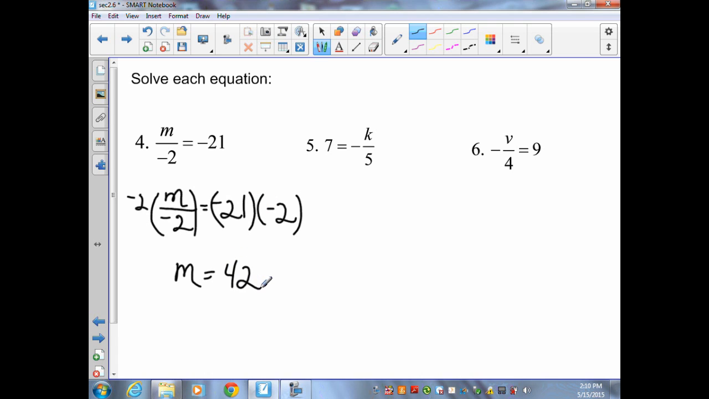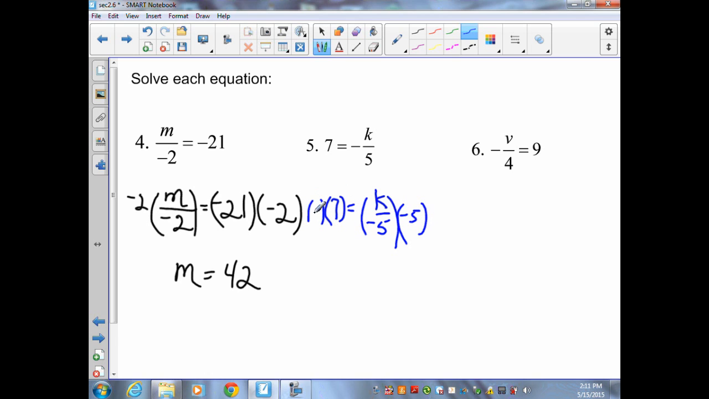Number 5. 7 equals a negative k over 5. So what I want to do here is recopy the problem, rewrite it. And the easiest thing for you to do at this point is to probably put that negative sign down with the number. So if I move that down, I can then determine what's happening to my k. My k is being divided by a negative 5. So the inverse of that is to multiply by a negative 5.